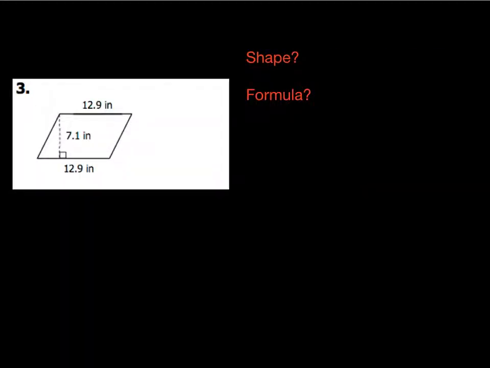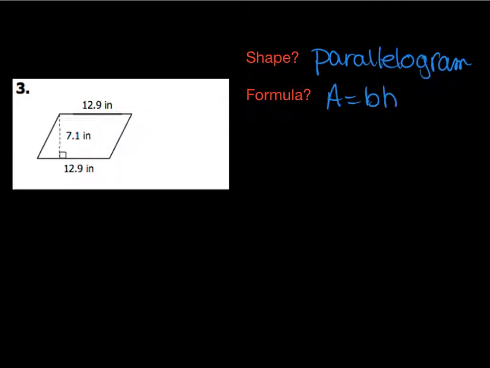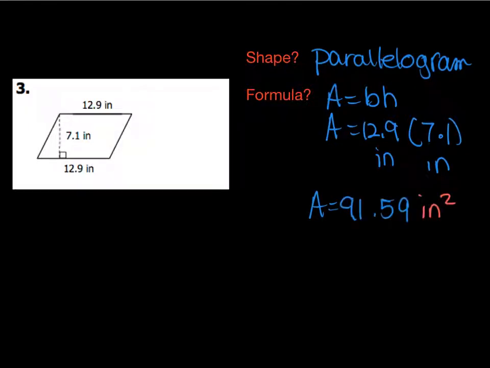What's the shape? Shape is a parallelogram. Let's write down the formula. Area is base times height. The base going across the bottom is 12.9. The height is always perpendicular, and so the height here is 7.1. This is in inches, this is in inches, and so we expect our units to be inches squared. Final answer, 91.59 inches squared.